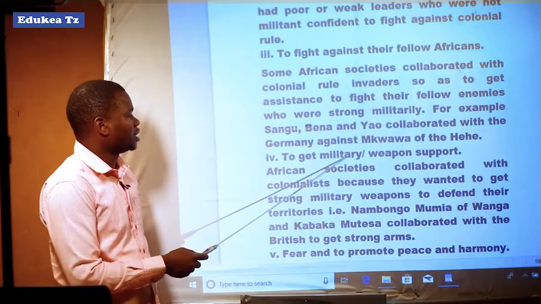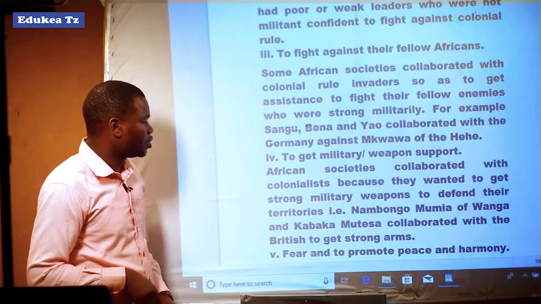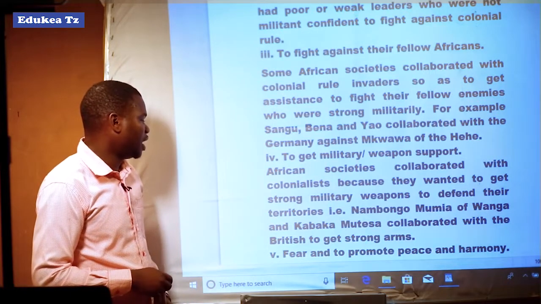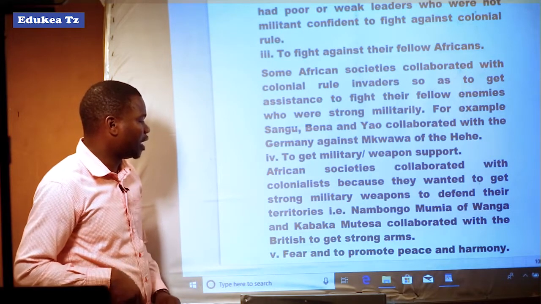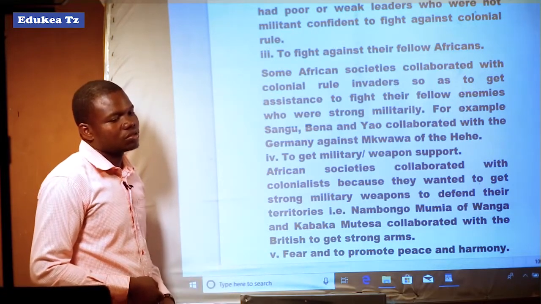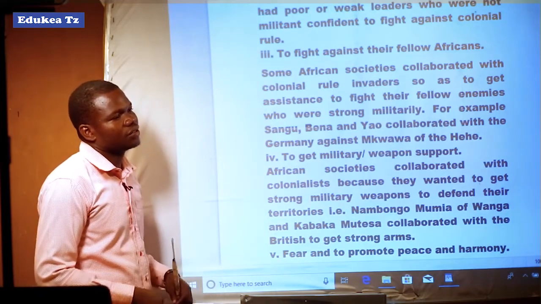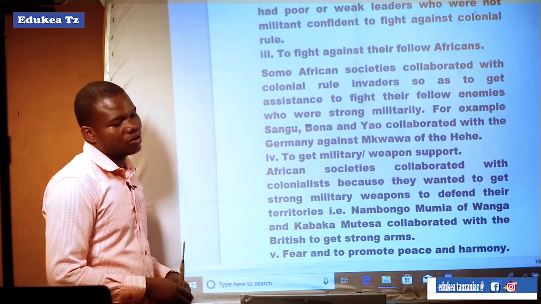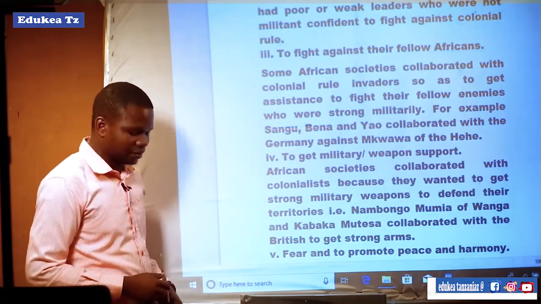Another was to get military or weapon support. African societies collaborated with the colonialists because they wanted to get strong military weapons to defend their territories. For example, Nambango, Mumia of Wanga, and Kabaka Mutesa collaborated with the British to get strong armies which they could use in defending themselves from their fellow Africans, as well as to conquer their fellow Africans and strengthen their territory.